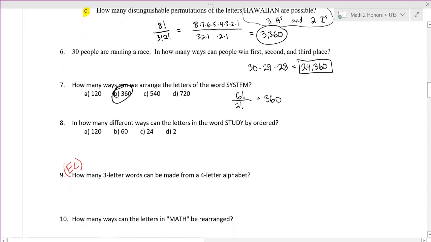Number 8, how many different ways can the letters in the word study be ordered? Study has 1, 2, 3, 4, 5 letters, and none of them are repeated, so it's just 5 factorial, and 5 times 4 times 3 times 2 times 1 ends up being 120.